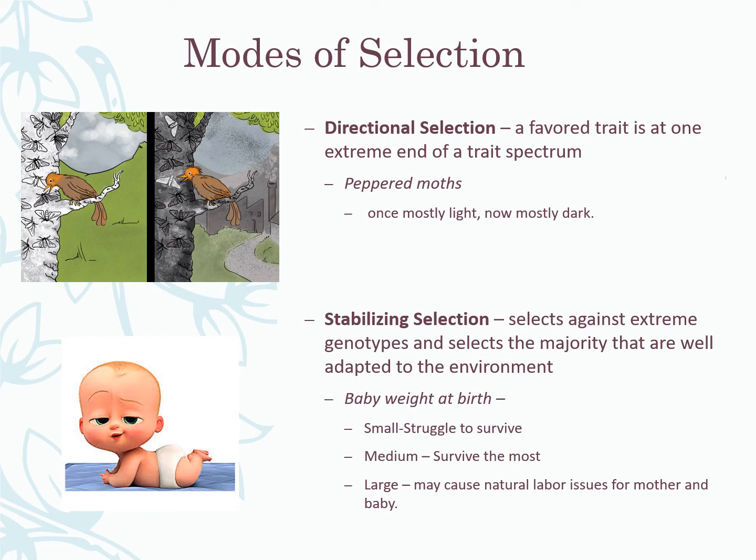Another type of selection is stabilizing selection. This selects against extreme genotypes and selects the majority that are well adapted to the environment. An example of this is baby weight at birth. Before things like cesarean or C-sections, women had to give birth naturally. Okay, so studies found that babies that were born very small struggled to survive. Alternatively, babies that were very large may have caused natural labor issues for the mother and for baby, and therefore their survival rate was also low.